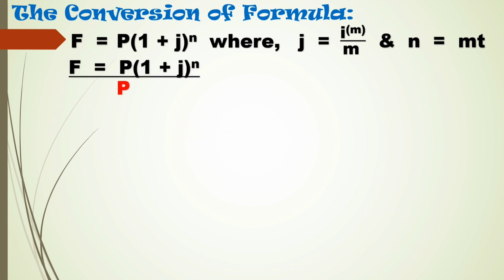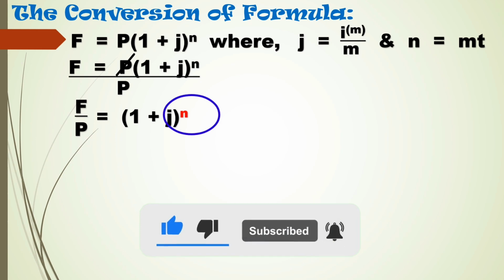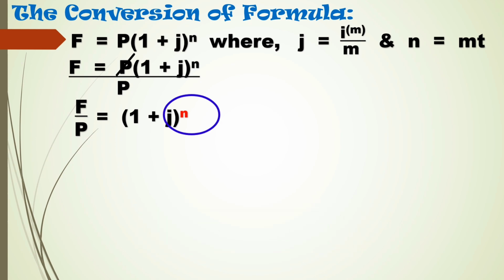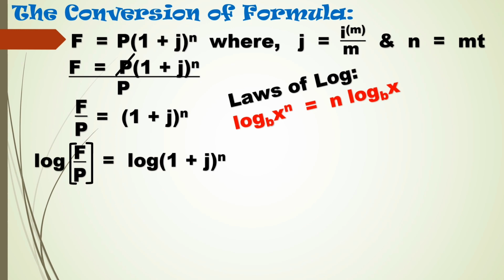First, eliminate the principal by dividing P on both sides. So we have F over P equals quantity 1 plus j raised to the n. Since we have the exponent n, to simplify it, we can use the laws of logarithms. We have the logarithm of F over P equals the logarithm of quantity 1 plus j raised to the n. One law of logarithms states that the logarithm of x to the n with base b equals n log of x with base b.